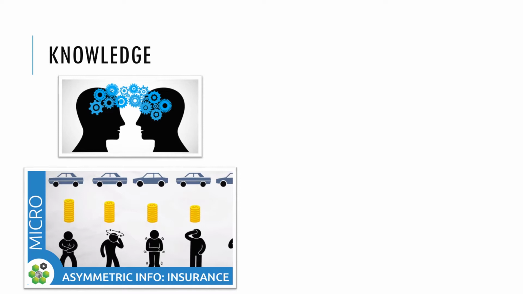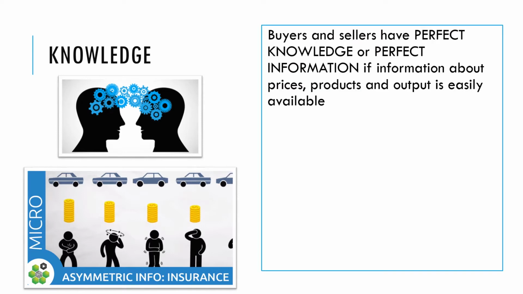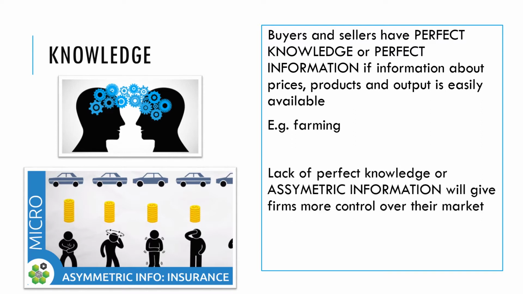Our third characteristic is about knowledge. We talk about the different levels of knowledge within a market. So when we talk about perfect knowledge or perfect information, this means that buyers and sellers in this market have lots of information about prices, about different types of products, and about levels of output. This information is easily available. So for example, in farming, we know the price of a tomato and what a tomato is.